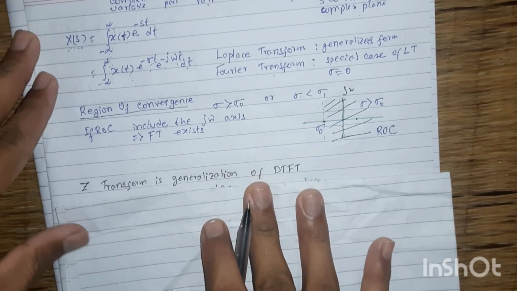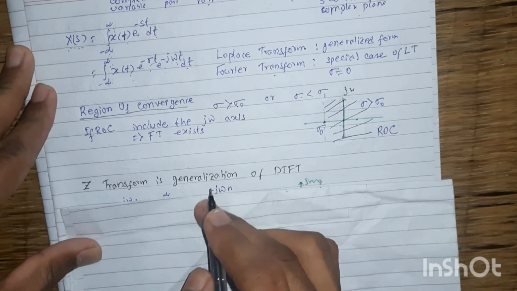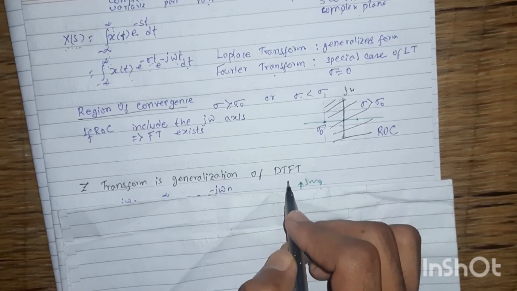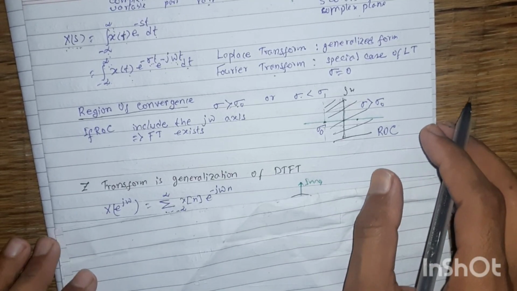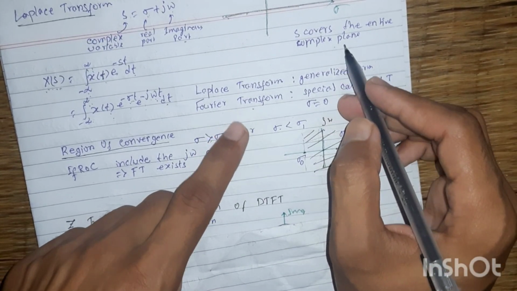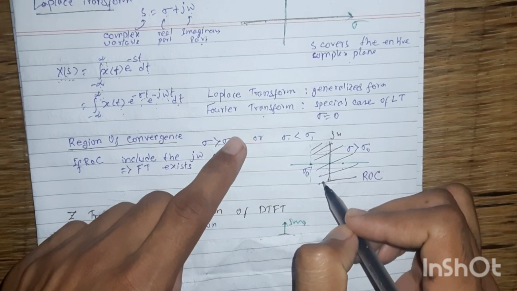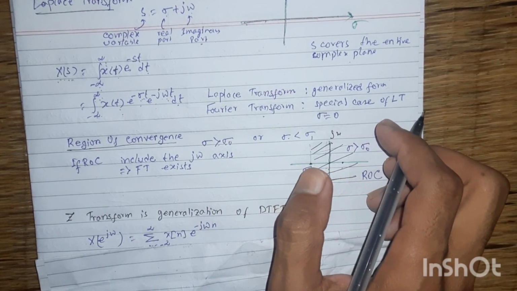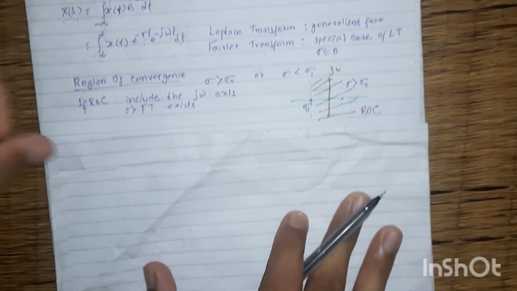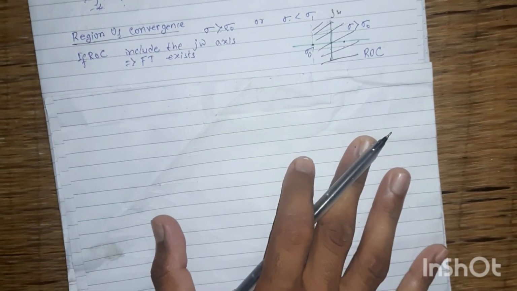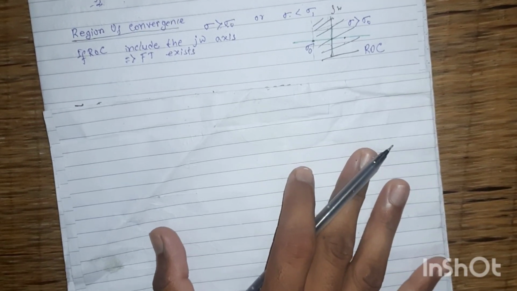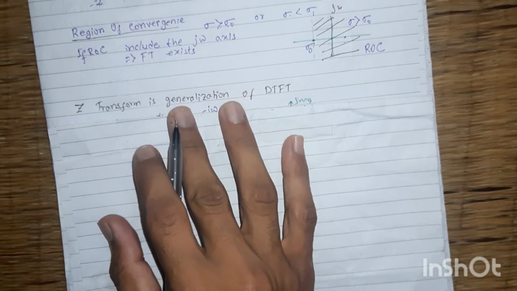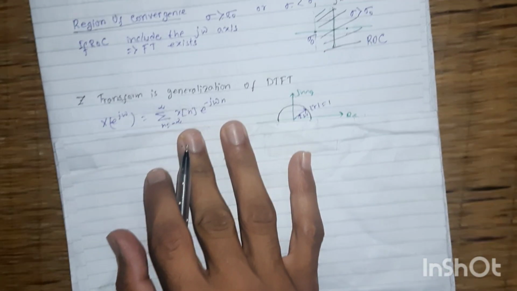Now the Z transforms. Z transform is a generalization of the discrete time Fourier transform. Like the Laplace transform, we are saying Fourier transform is a subset of the Laplace transform. In a similar case, the discrete time Fourier transform is a subset of the Z transform.